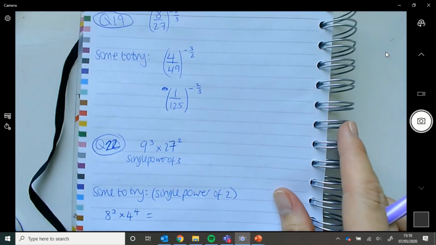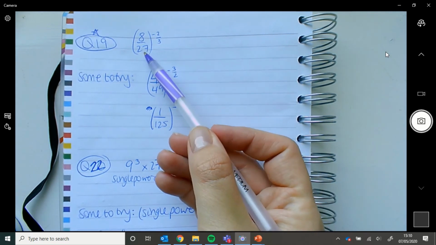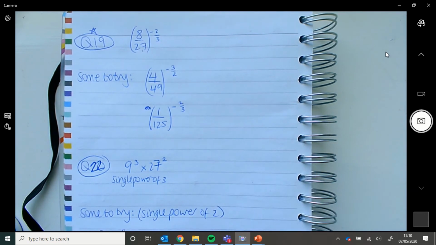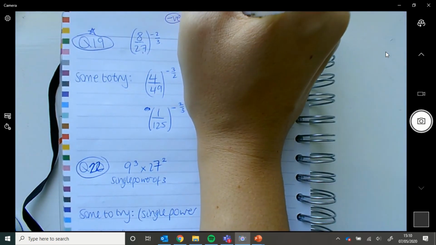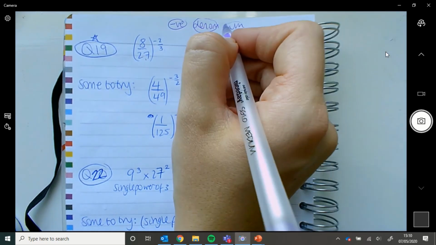Okay, got 2 questions to go. Question 19 was very, very similar to the last one, but a few of us found it a little bit more tricky. I think it's because there's a fraction in the original number, the base, and also in the power. Same thing again. I do my negative bit first, then my denominator, and then my numerator last.